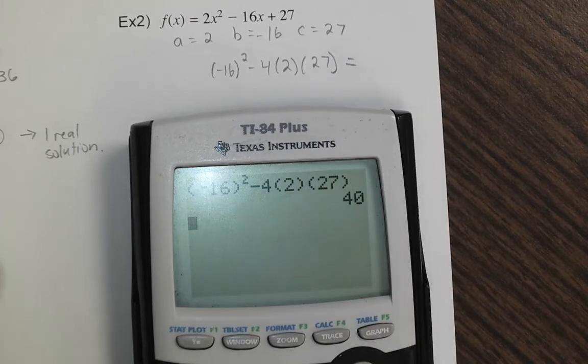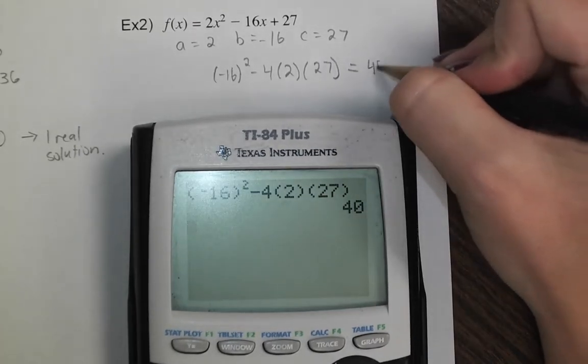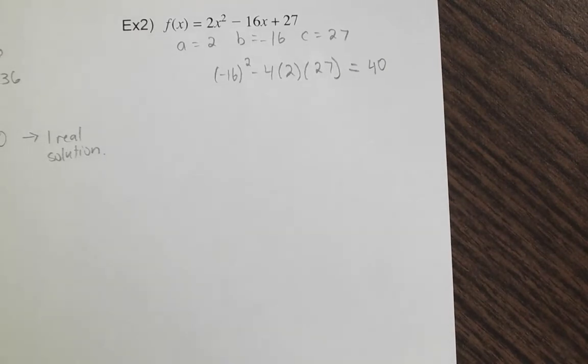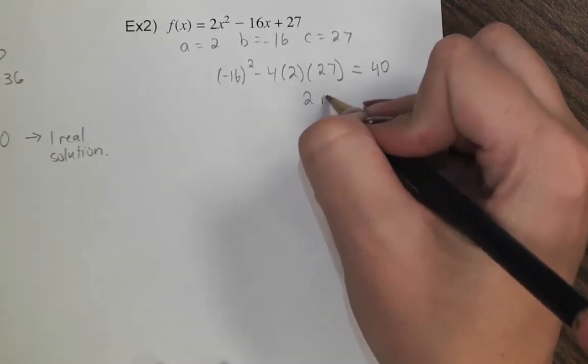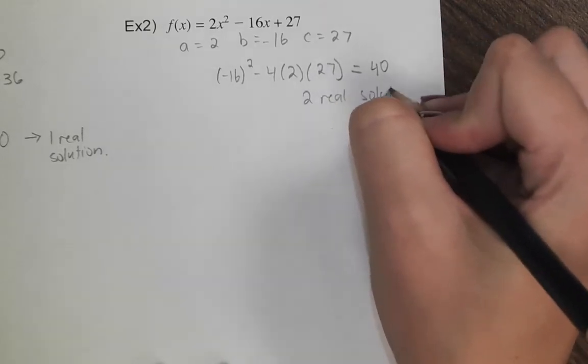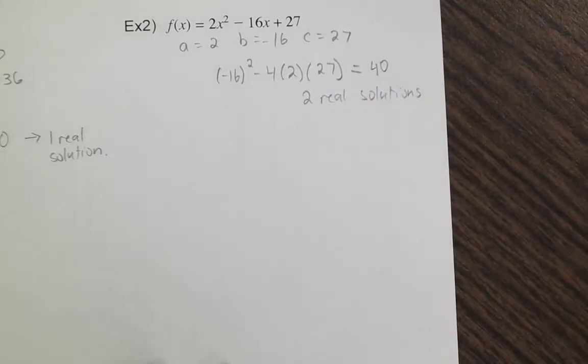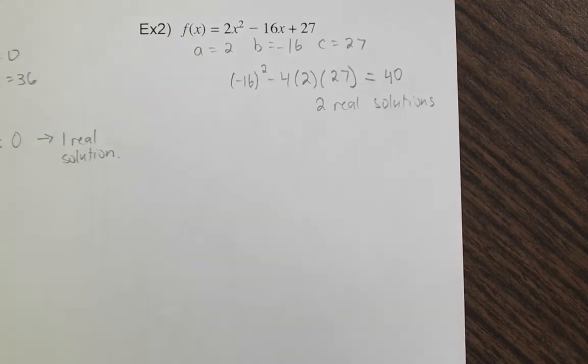And I get 40. Okay, so now that tells us, since we have a positive answer, I'm going to have two real solutions. So it's going to cross the x-axis twice. Now let's plug it into the rest of the quadratic formula.